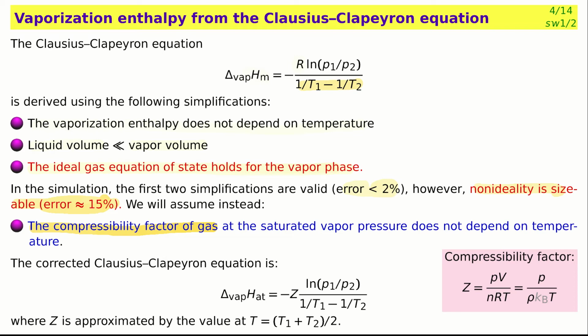With this correction, the corrected Clausius-Clapeyron equation is here. Here I assumed that the Boltzmann constant is unity. We use dimensionless units, and instead of molar quantities I used the quantity per one atom. Otherwise the equation is the same. And we will run a simulation at this average temperature.